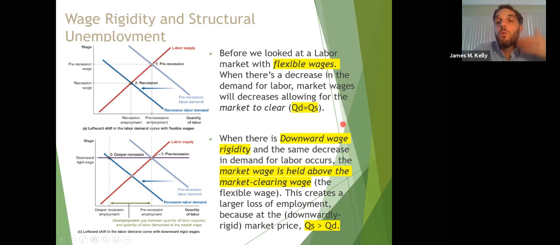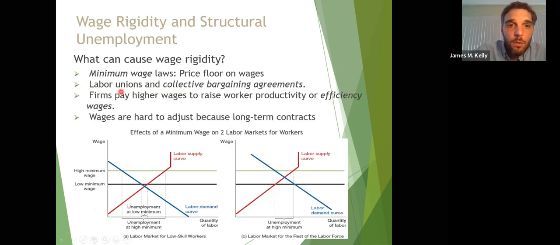So what causes this downward wage rigidity? Well, there's a couple different sources of it. One, minimum wage laws. Minimum wage laws are just price floors on wages, meaning the wage rate can't go below a certain level.